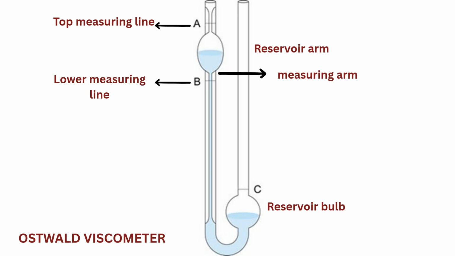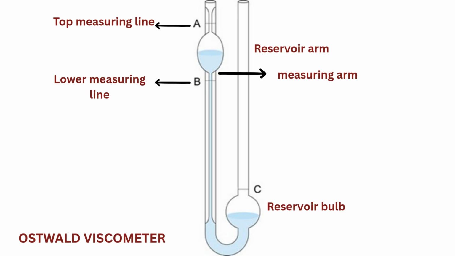So for the procedure, how are you going to do the serum viscosity test? Place 5 ml of serum in the reservoir bulb through the reservoir arm. Allow several minutes for the serum to reach 37 degrees Celsius. During this time, remove any air bubbles in the serum by gently blowing through the aspirator attached to the top of the measuring arm. Using suction, draw the serum up into the measuring arm above the highest line.